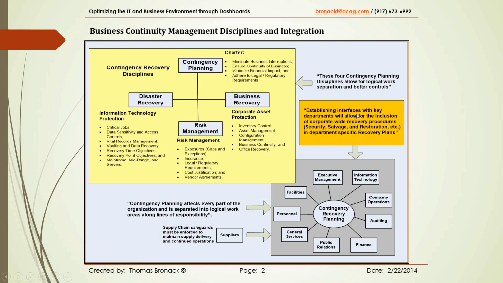Now, establishing interfaces with key departments will allow for the inclusion of corporate-wide recovery procedures. Security, salvage, and restoration operations have to be put in place for any location that could suffer a disaster event that would force the people within the location to leave and go to a business recovery site.